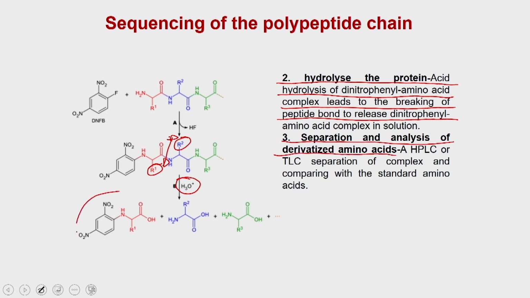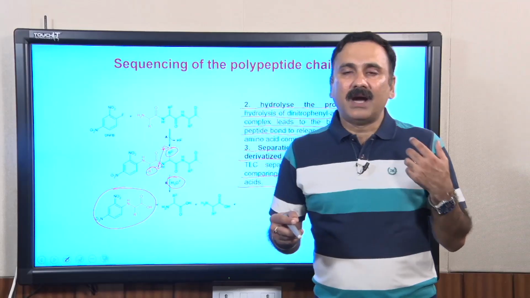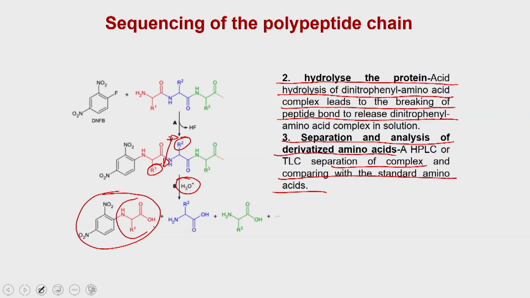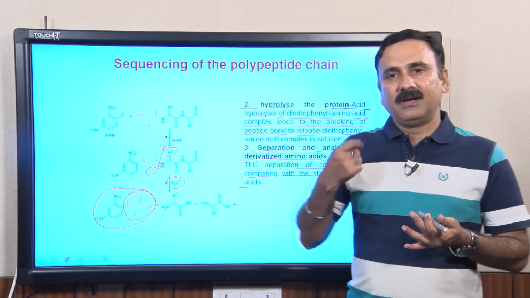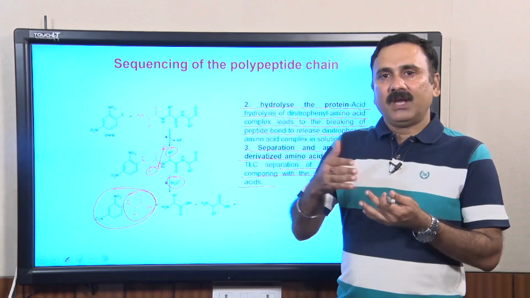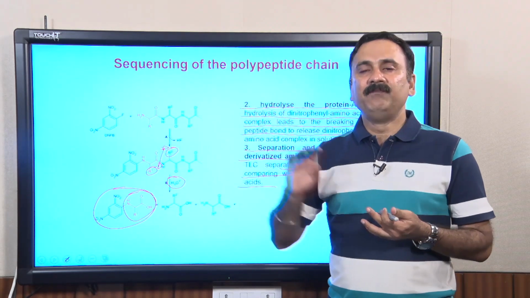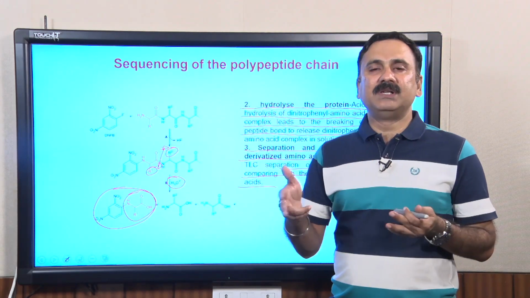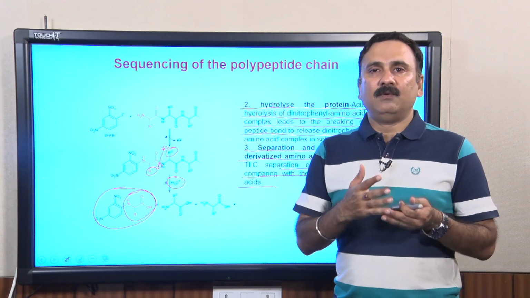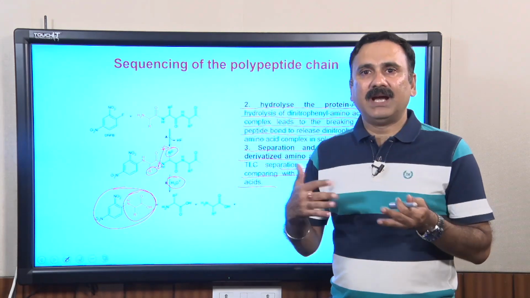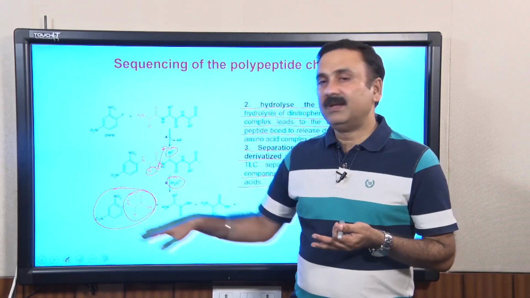Then you take this whole reaction and inject it into an HPLC machine or onto TLC plates, and that is going to separate the complex, and with the help of standard amino acids, you are able to identify this particular amino acid. So, you are going to run the standard amino acids as a complex, and in addition you are also going to run the reactions. If you compare these two chromatograms in the HPLC, or the TLC plates of these two reactions, it will tell you which amino acid this is.